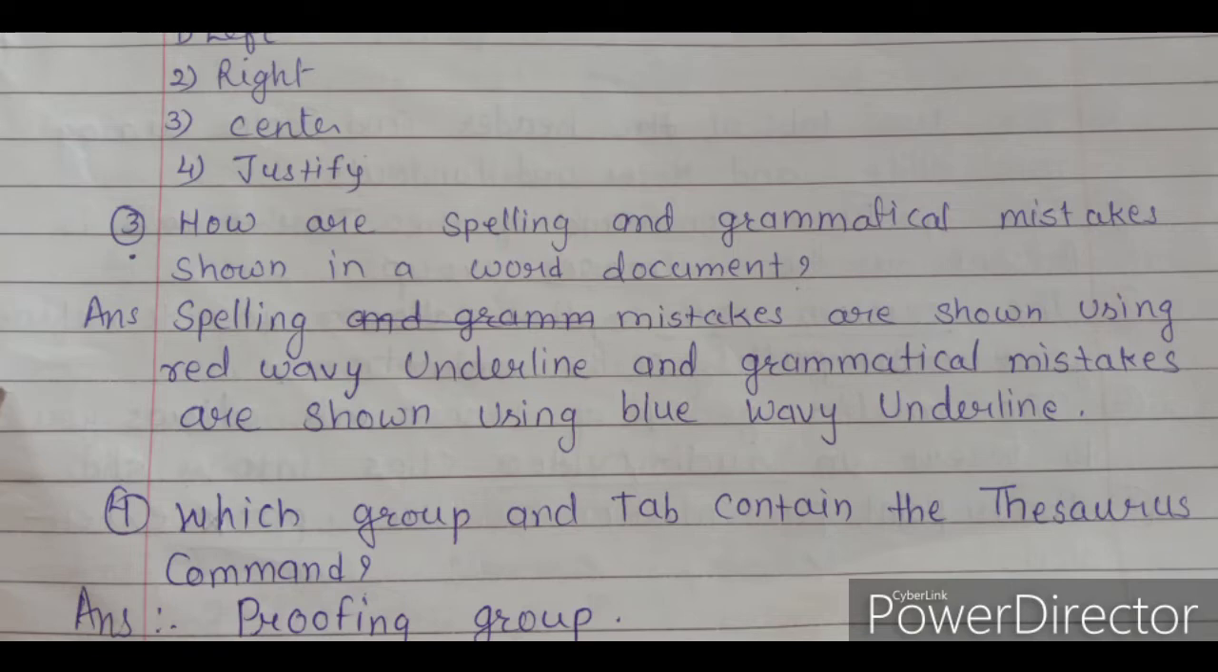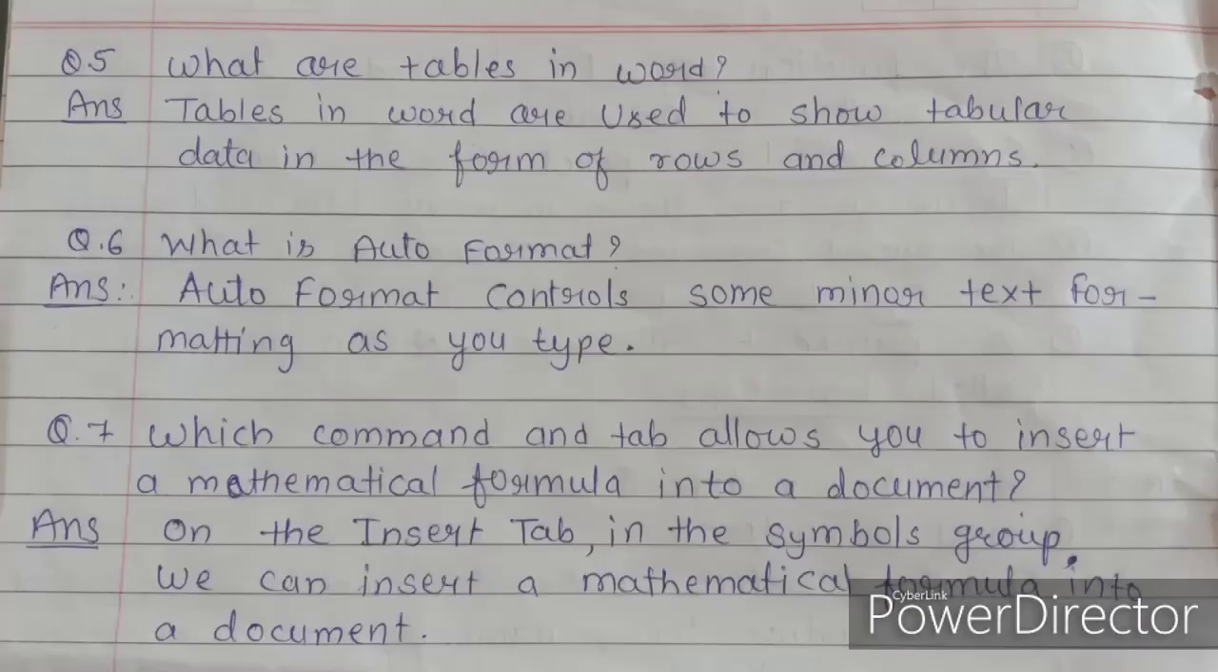Which group of the tab contains the thesaurus command? Proofing group. What are tables in Word? Tables in Word are used to show tabular data in the form of rows and columns. What is AutoFormat? AutoFormat controls some minor tasks for the minor formatting as you type. Which command and tab allow you to insert a mathematical formula into a document? On the Insert tab in the Symbol group, we can insert the mathematical formula in a document.